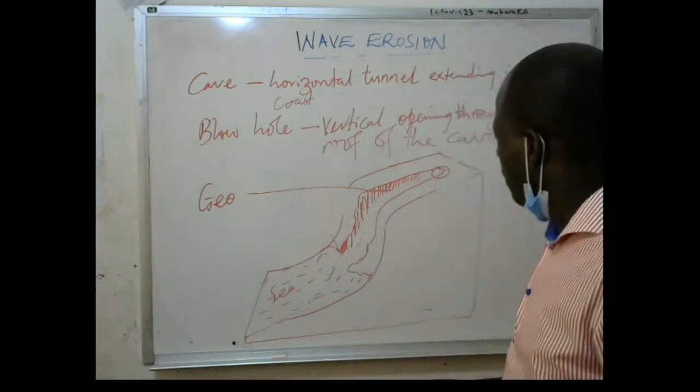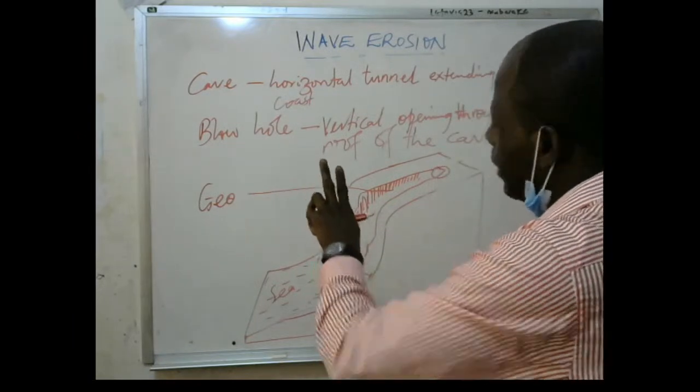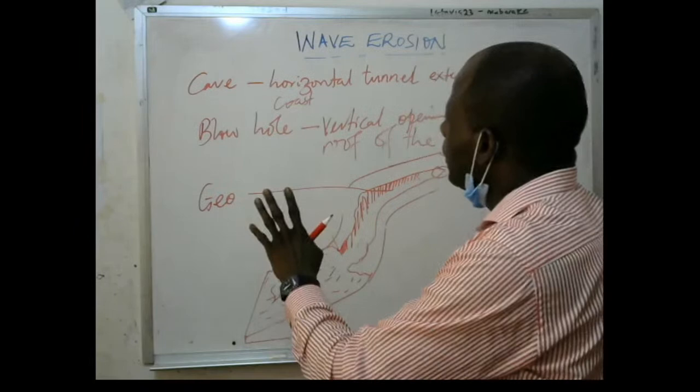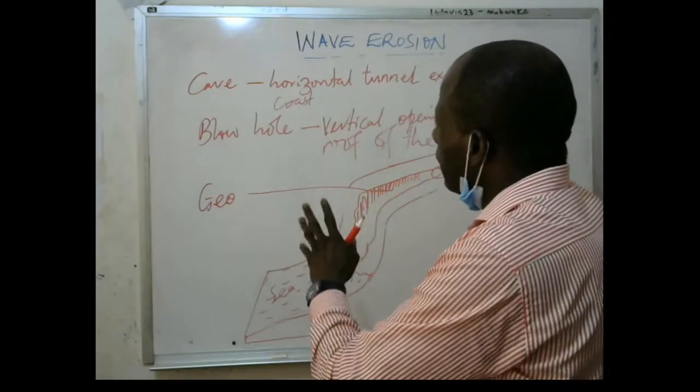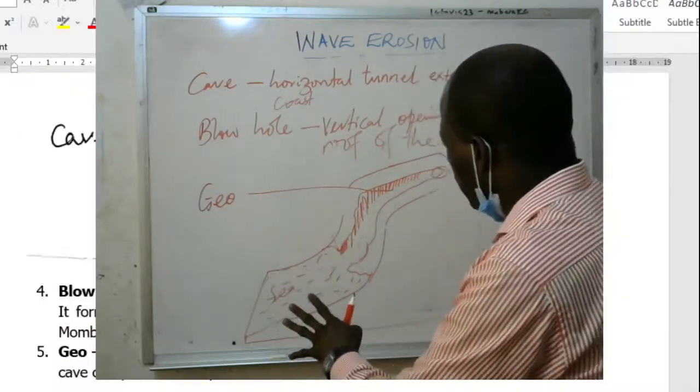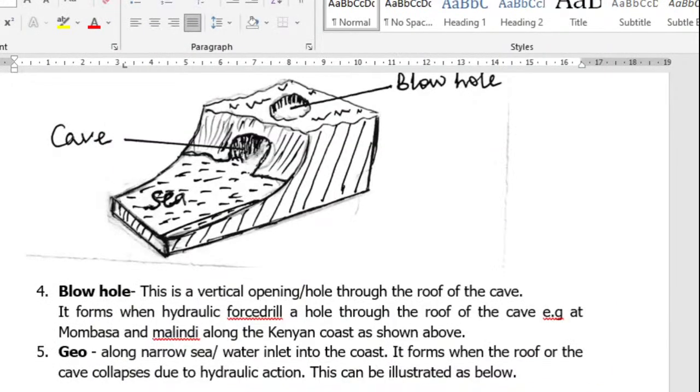In our illustration in the notes, we combined the cave and the blowhole, and then we had a separate one for the geo after the collapse, because we could not show the geo together with the others. The geo only appears after the roof of the cave has collapsed.